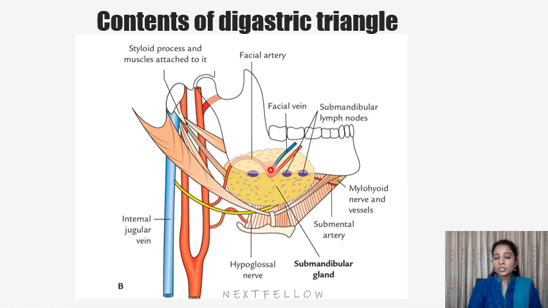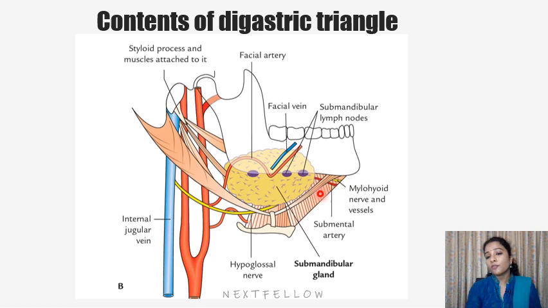We can see the facial vein, which is grooving along with the facial artery here, grooving the submandibular gland. And facial artery, we can see it is winding round the mandible and coming superficially. So facial artery, facial vein, and submandibular lymph nodes, mylohyoid vessels and nerves, and submental artery. These are the structures superficial to mylohyoid muscle.